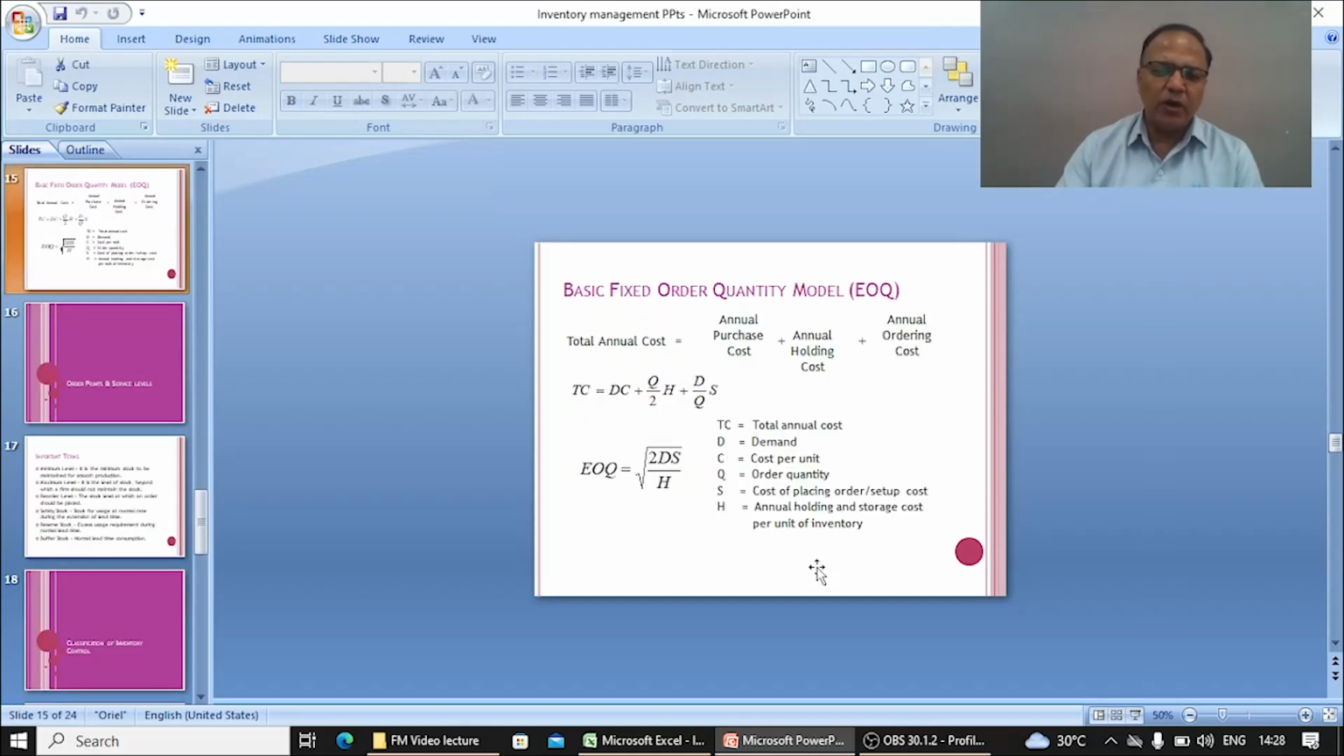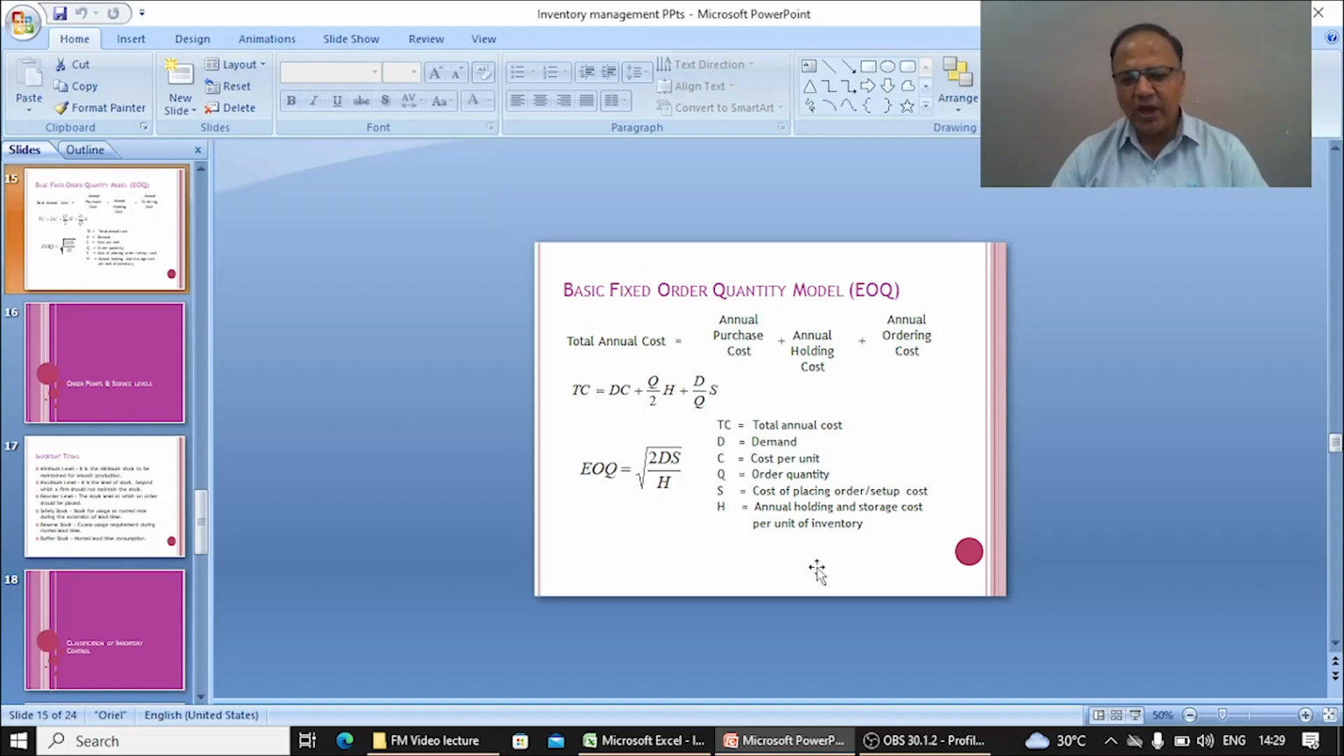So this is a basic formula here: total annual cost is equal to annual purchase cost plus annual holding cost plus annual ordering cost. Annual purchase cost plus annual holding cost come under one head, which is called carrying cost, and another cost is ordering cost. So we have to sum up ordering cost and carrying cost.